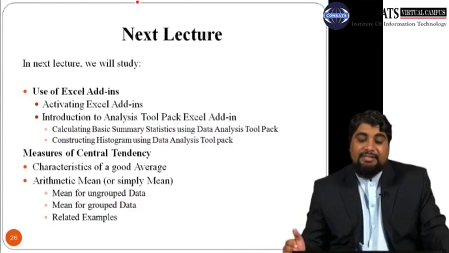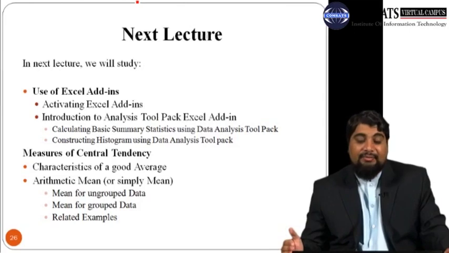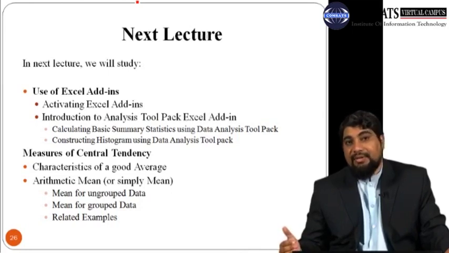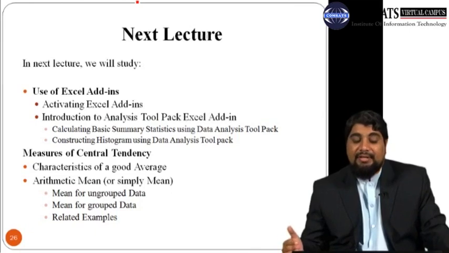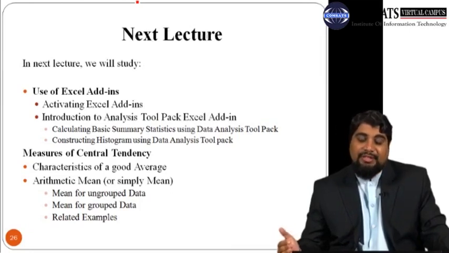And in the later half of the next lecture we will discuss measures of central tendency, and we will discuss characteristics of a good average, and in particular we will focus on one measure of central tendency, which is called the arithmetic mean or simply the mean. We will discuss different methods of calculating the arithmetic mean. In particular we will discuss how to calculate the arithmetic mean for ungrouped data as well as for grouped data, and we will explain these ideas with the help of simple examples.